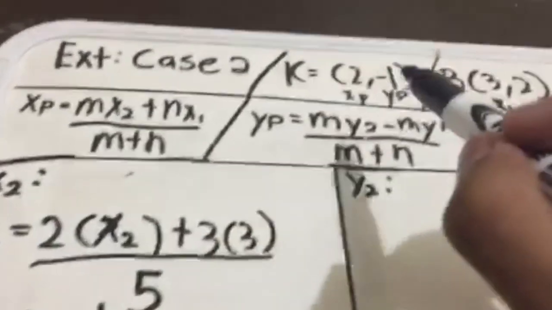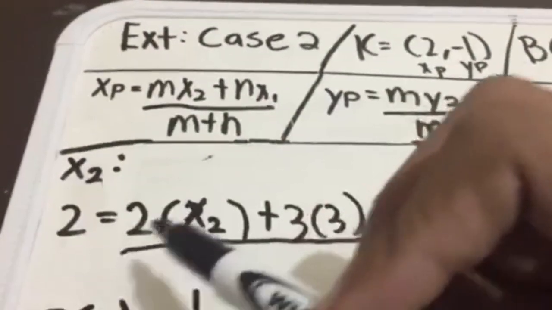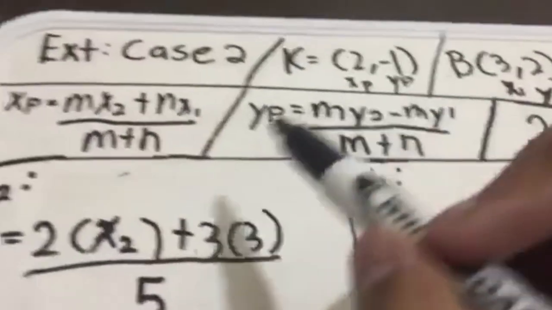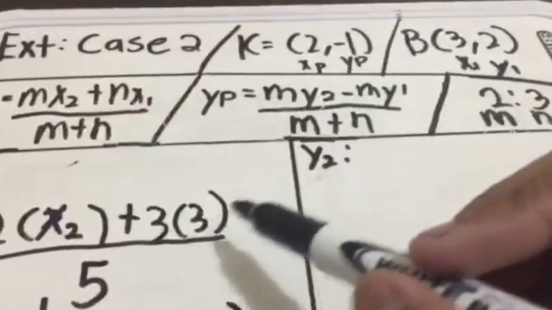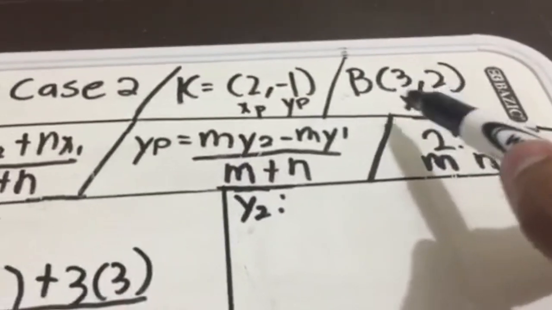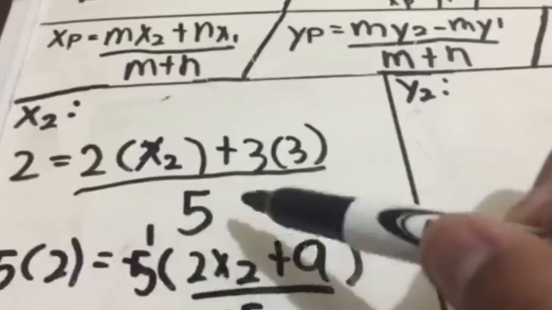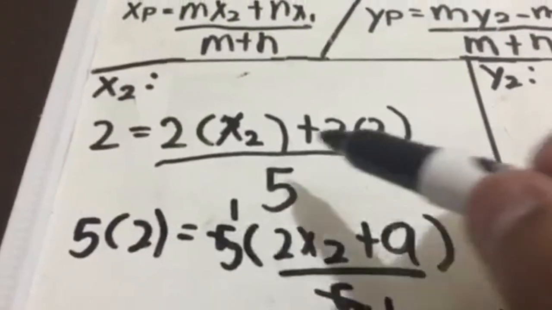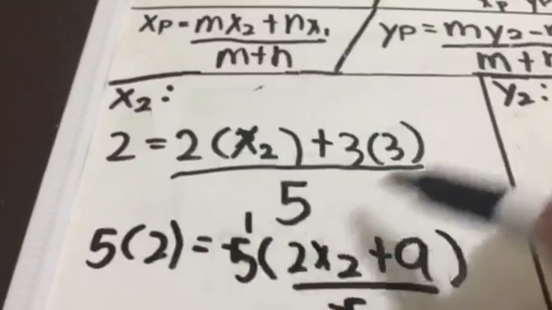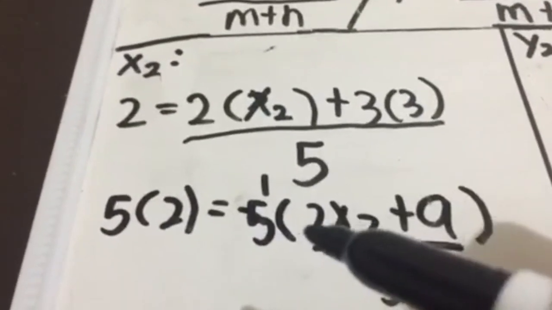So 2 is x sub p over there, we just substituted it, so it's 2. Then m is 2, so 2 x sub 2 since we are looking for it, plus 3, which is n, times 3, which is our x sub 1 over there. Then m plus n, which is 2 plus 3, and that's 5. Now we will have to multiply both sides by 5 because it is the denominator of this side. It needs to be both sides since it is a linear equation.